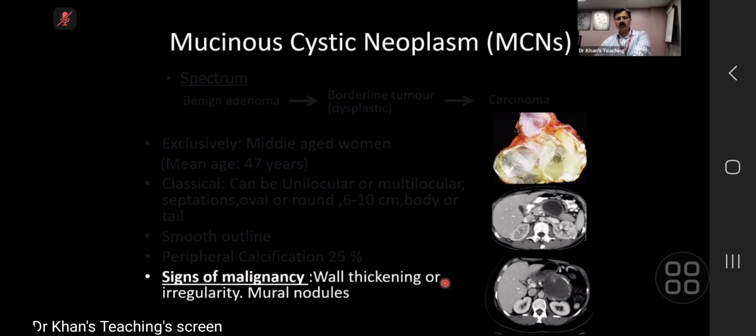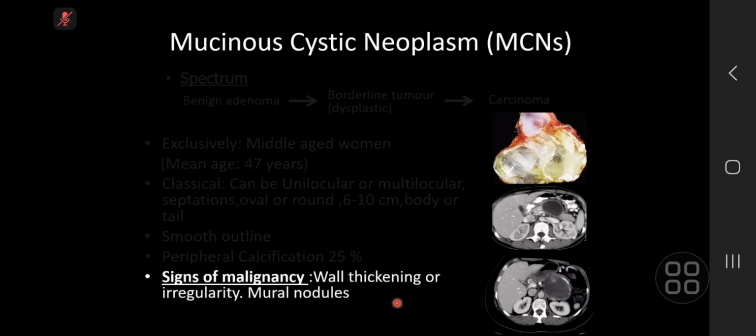Signs of malignancy. What are the signs of malignancy? If there is wall thickening or irregularity, or there are mural nodules. To keep it simple, think of it like an ovarian cystic lesion. You remember that in an ovarian lesion, if there are thick septations, enhancement, nodularity, an enhancing nodule, you call it a malignant tumor.